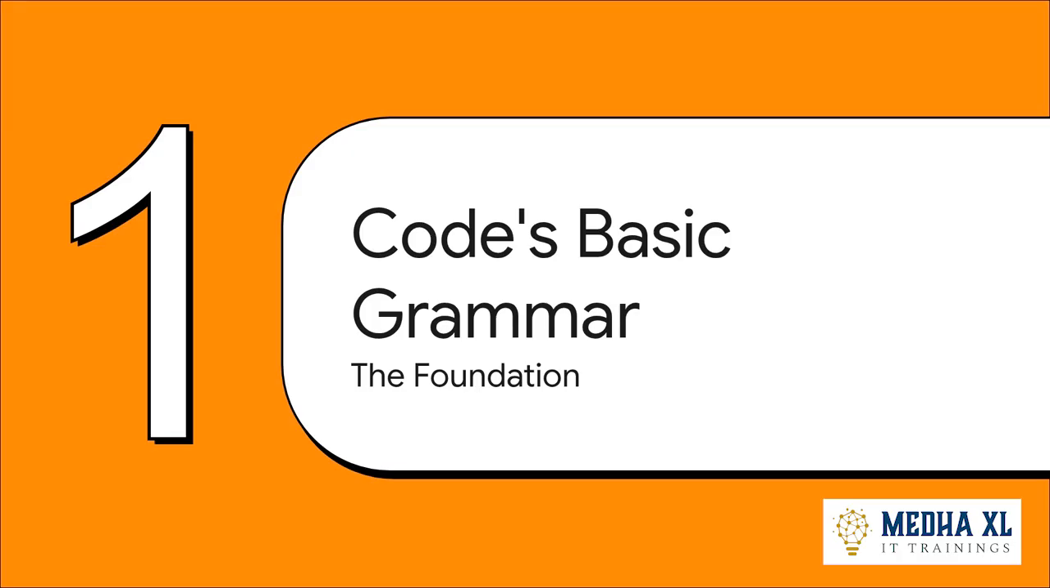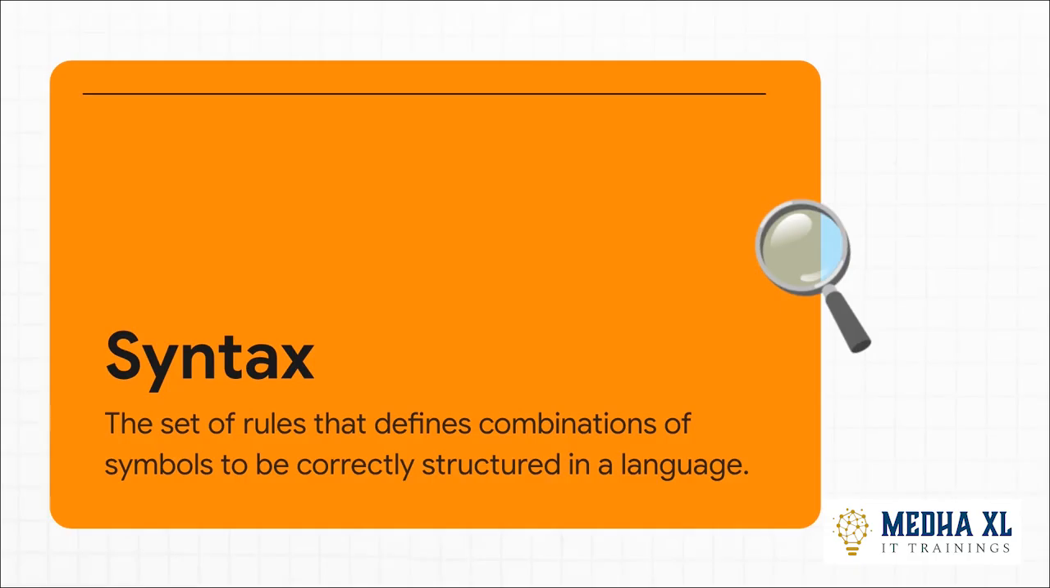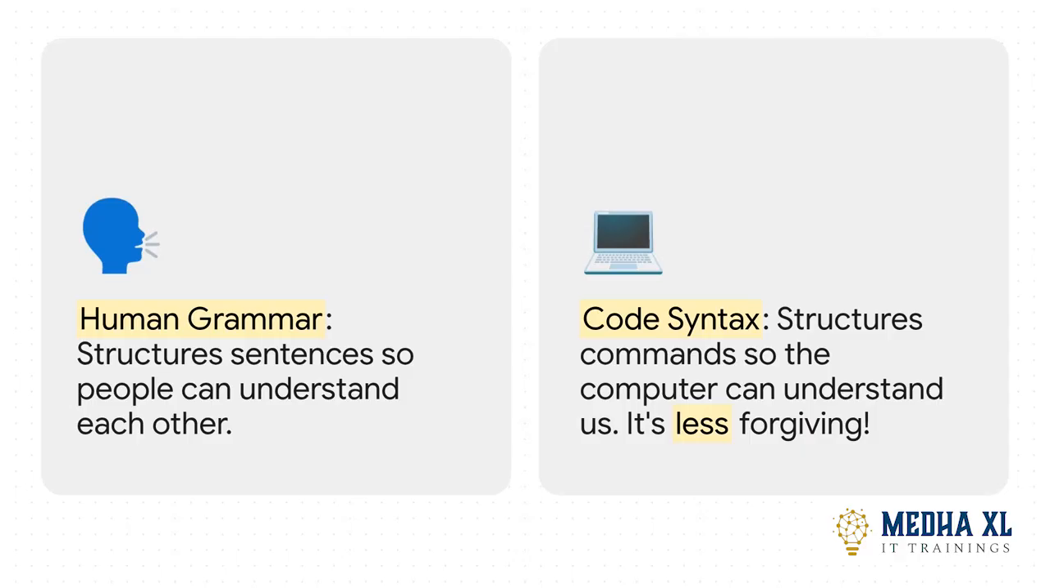So, first things first, we're going to start with the absolute foundation, the basic grammar of the C language. The official word for this grammar is syntax, and in programming, syntax is, well, everything. It's the super strict set of rules that tells the computer exactly what you want it to do. Get it right, the computer understands you. Get it wrong, and yeah, you get those dreaded error messages. This is a perfect way to think about it. Just like grammar in English helps structure our sentences so we can understand each other, code syntax structures commands so the computer can understand us. The big difference? Your computer is a lot less forgiving of typos than a person is.